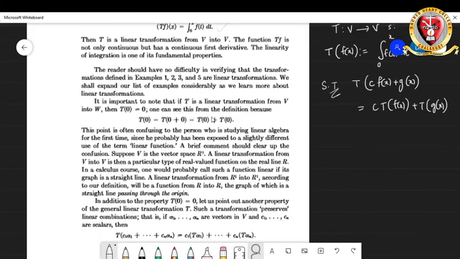Now, another property of linear transformation from V to W is that T of 0 is equal to 0. This is because T of 0 can be written as T of 0 plus 0, because 0 is the identity element. Since this is a linear transformation, you can write this as T of 0 plus T of 0. Now T of 0 is inside W, right? So T of 0 is equal to T of 0 plus T of 0. That means T of 0 has to be the additive identity. So you will get T of 0 is equal to 0.